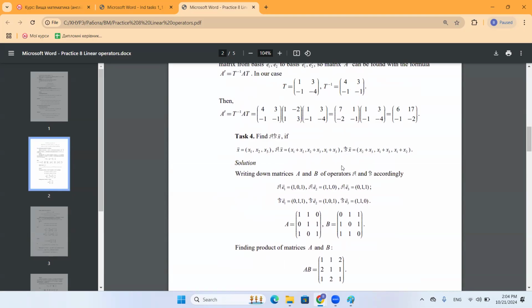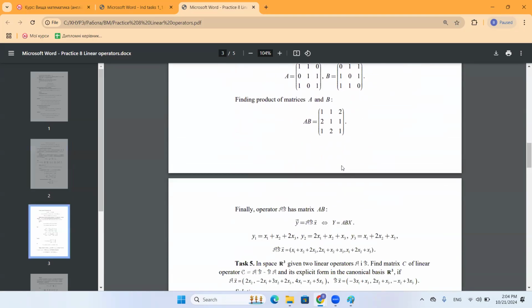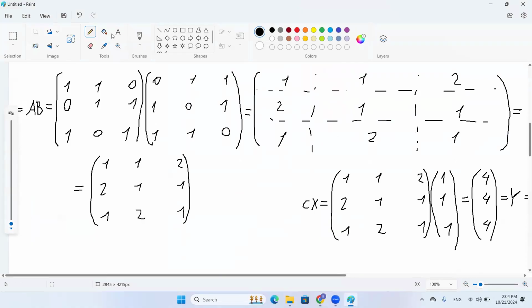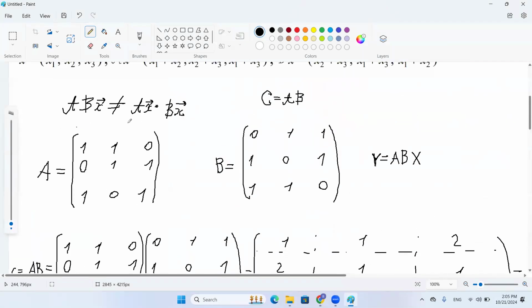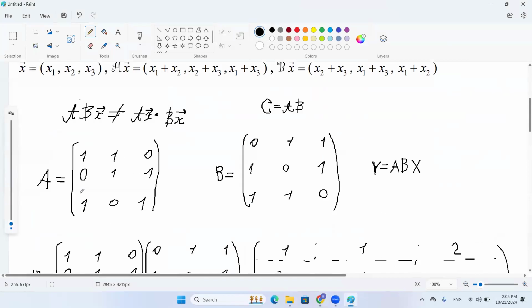Or maybe I'm missing something, by the way. So AB, so 1. No. So incorrect recording. So we found the matrix, but now how do we apply it? So we don't have to multiply by the vector column.